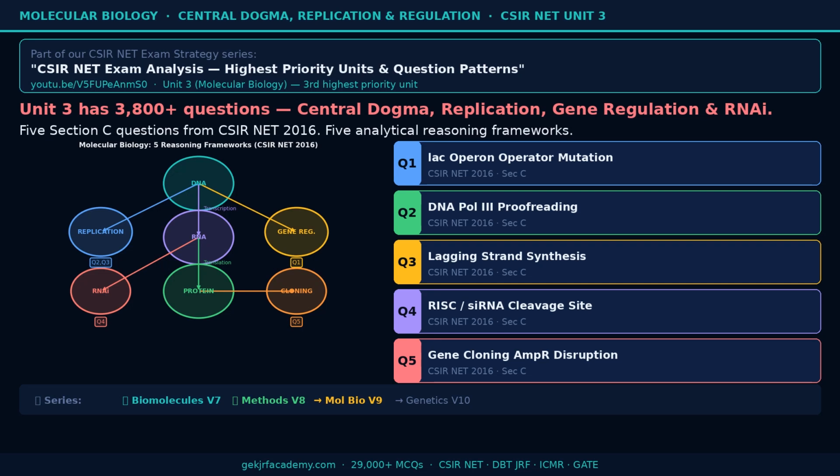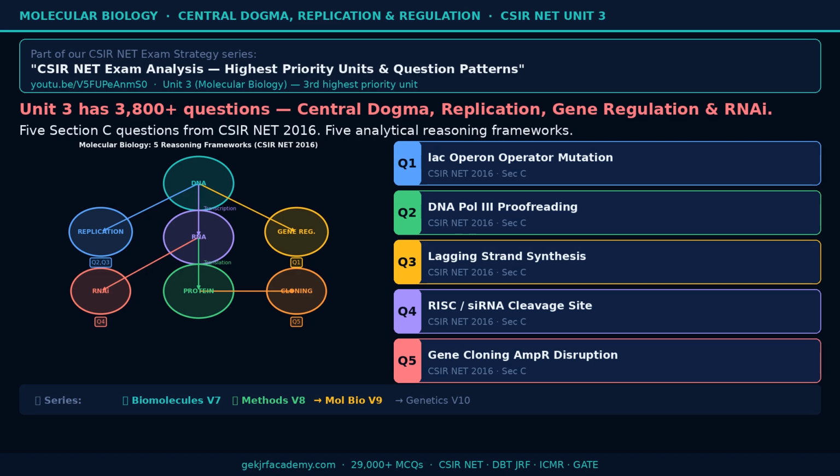Unit 3. Molecular Biology. Sits at the heart of every CSIR NET Life Sciences examination. It covers the central dogma: DNA replication, transcription, translation, gene regulation, RNA interference, and recombinant DNA technology. Questions from this unit appear in every section.